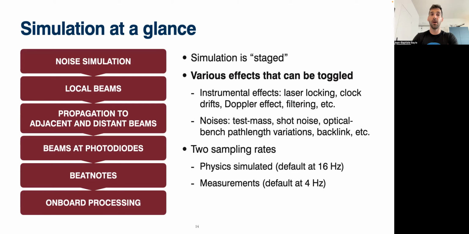An important thing to know is that in the simulations, we use 2 different sampling rates. By default, all the physics, the optics and so on, are simulated at 16 Hertz. And the measurements in the end are downsampled to 4 Hertz. So the products that you get from the simulation are sampled at 4 Hertz by default.